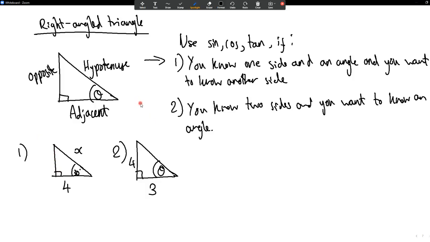Now, before I end this video, I want to let you know that this only works with right-angled triangles. If you have a triangle without a right angle in it, we have to start using other methods. But in the next video, we'll go over how we can tackle questions with these two cases.